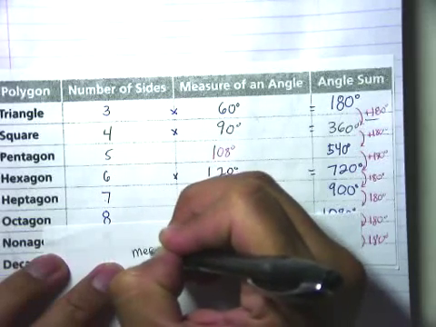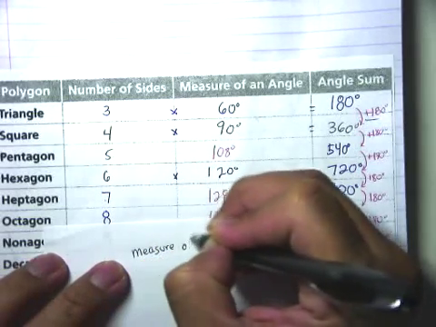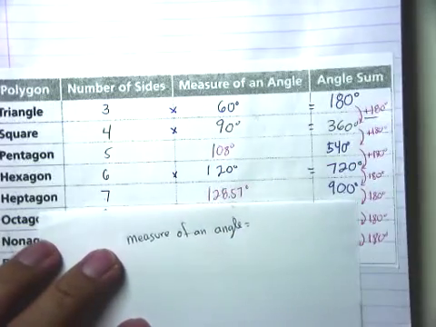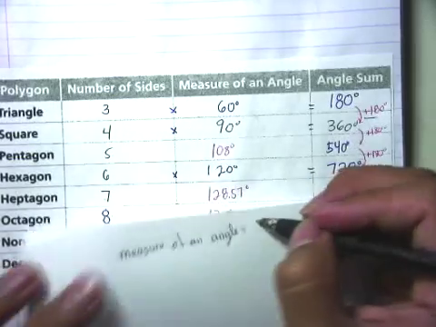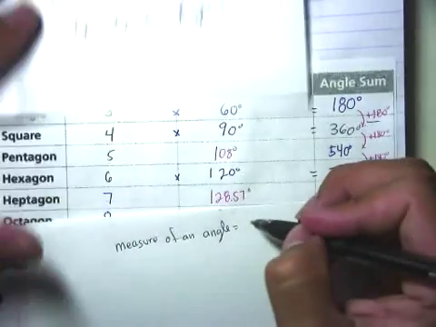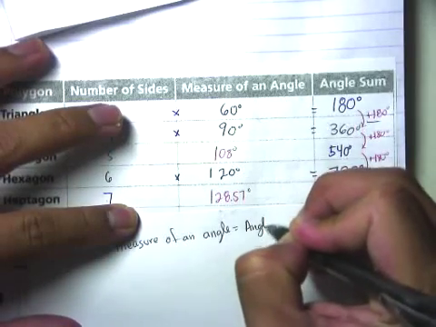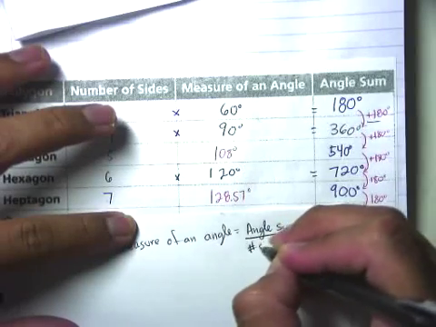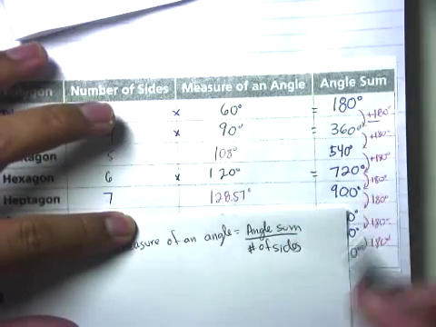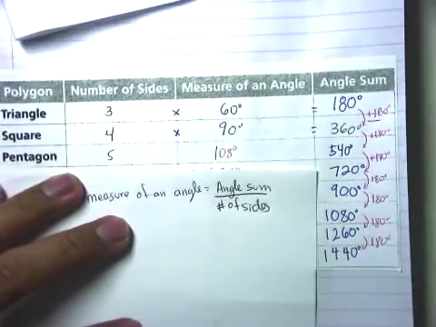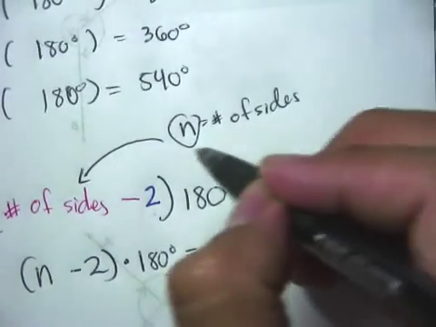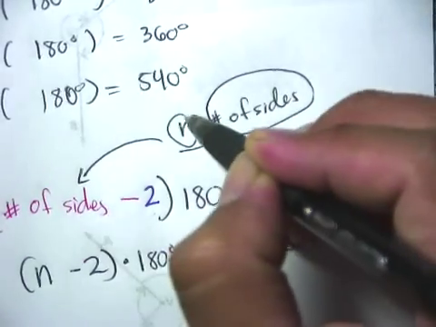Sorry for the interruption. I'm going to put all these ideas together. Okay, so the measure of an angle is equal to angle sum. Now, did we already get angle sum? Of course we did. Angle sum divided by number of sides. These two ideas, number of sides and angle sum, we've already come up with those two ideas and they're here.